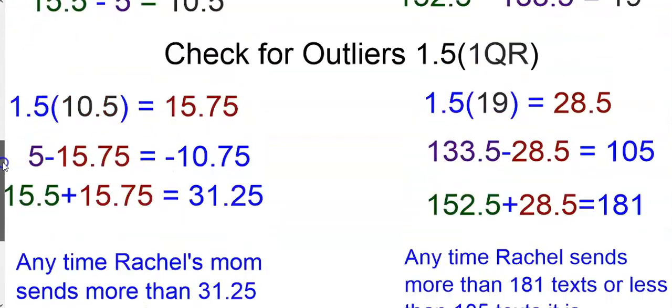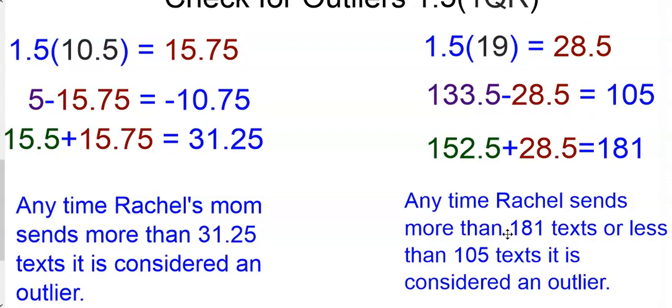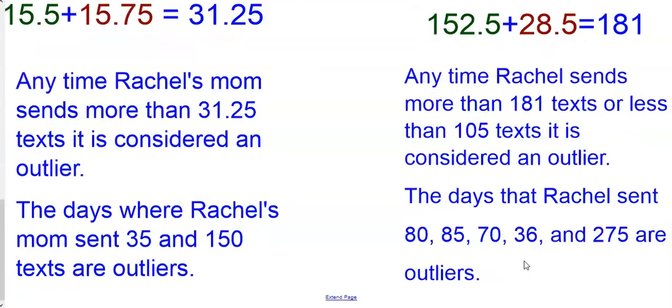If we return to Rachel's data, again we have 1.5 times the interquartile range. The interquartile range is 19. 1.5 times 19 is 28.5. We subtract that from the first quartile and add that to the third quartile. This means that anytime Rachel sends more than 81 texts or less than 105 texts, it's considered an outlier. When we go back to the original data, we can see that there are different days where she sends 80, 85, 70, 36, and 275 texts, and those are considered outliers. They are beyond what is normal for Rachel's text messaging.